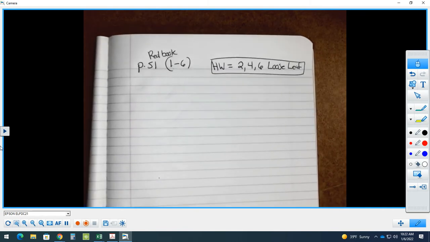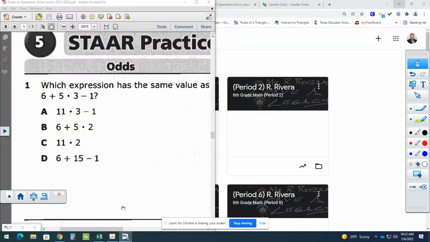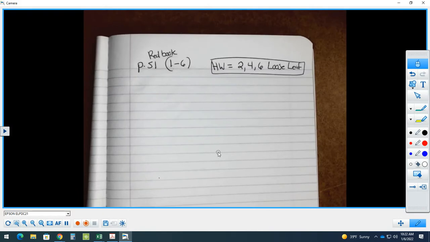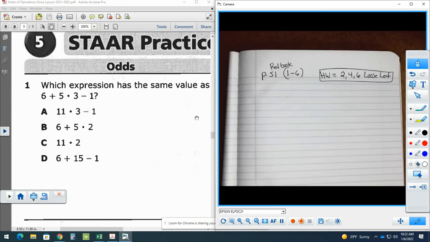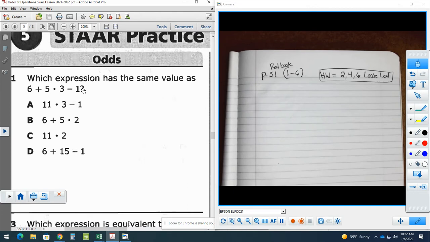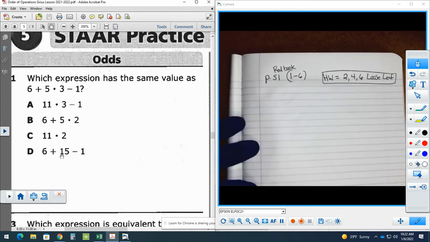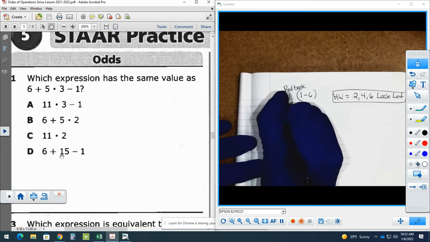Okay. So it's the same thing we were doing yesterday, the order of operations. So I have it here. I'm going to split the screen so you can see. So number 1 says, which of the expression has the same value as 6 plus 5 times 3 minus 1? So that means I have to really do 5 problems. 1, 2, 3, 4, 5. So I can know which one has the same value. So let me start. Number 1.